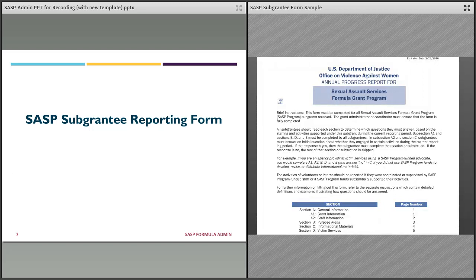Now we will go over tips and best practices for reviewing the SASP subgrantee report. We will review the reporting process, and finally we will learn about what available resources there are for guides for SASP administrators and for subgrantees.